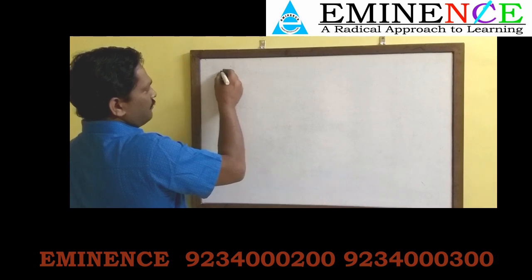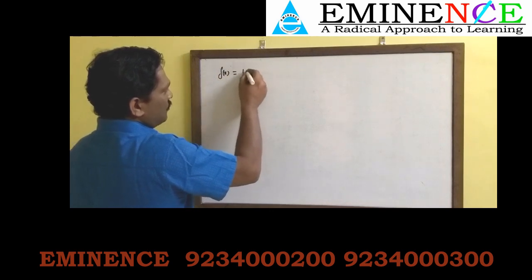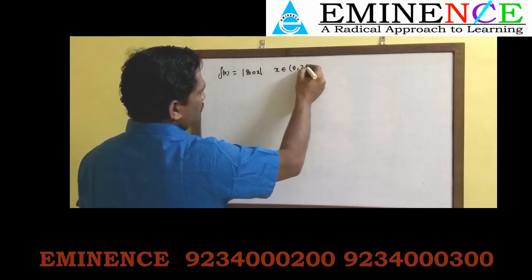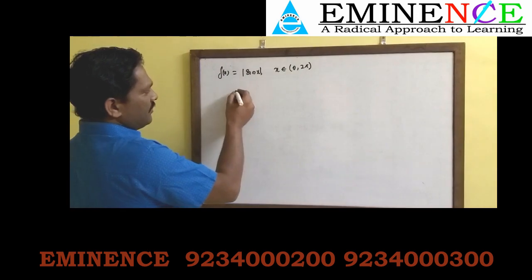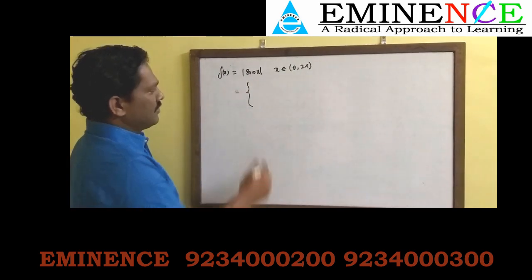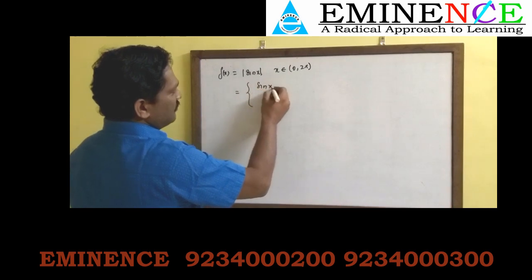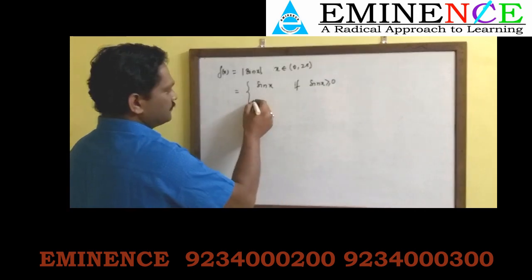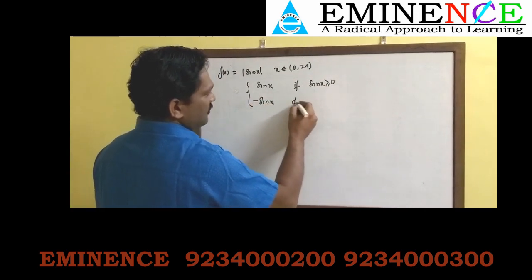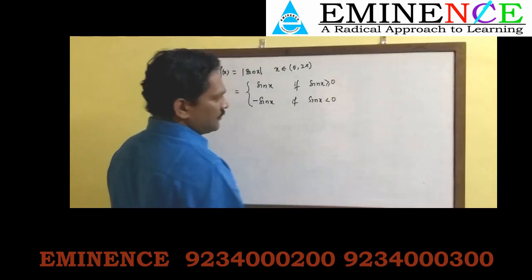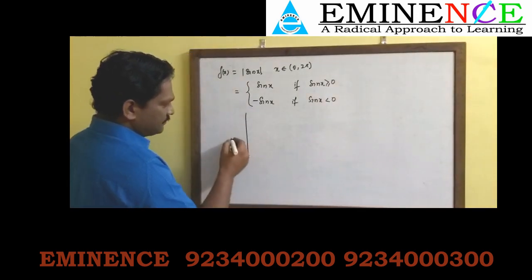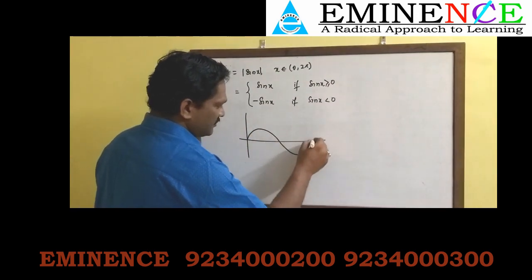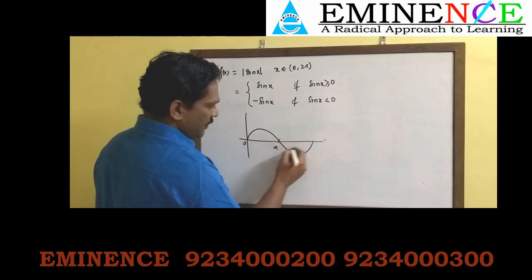Now, let's take another example. If I want to define f(x) equal to modulus of sin x, where x belongs to 0 to 2 pi, I'll follow the primary definition, and I'll write sin x if sin x is greater than or equal to 0, and minus sin x if sin x is less than 0. Now, how do I make a judgment? Let us draw the graph of sin x first. See, sin x has a graph like this, 0, pi, 2 pi.